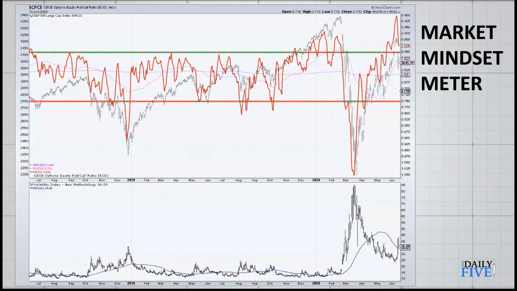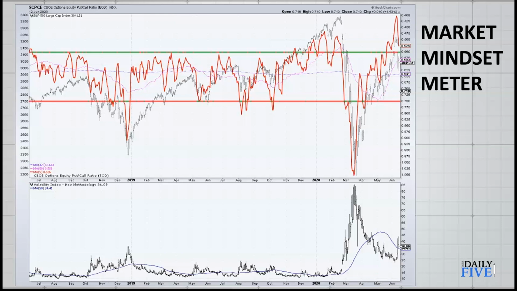Now, by inverting it, which is a trick that we can do in stock charts just by adding a little dash in front of the symbol, here is $CPCE. So if you add a little dash in front of that, you can invert this ratio. By inverting it, we change the directionality and we actually move this ratio sort of in line with the market. So what we can see here is that anything below, because remember this is an inverted ratio, anything below about 0.55 on the CPCE, the put call ratio, gets us into pretty dangerous territory.